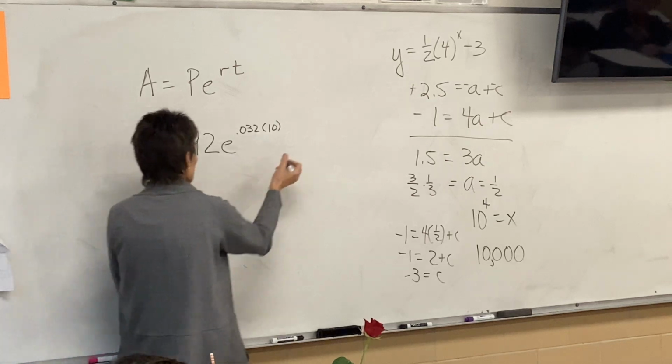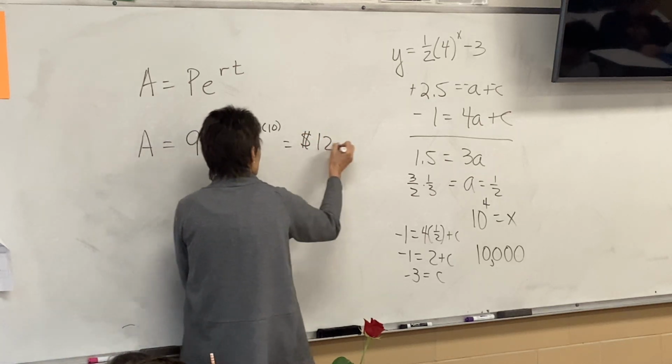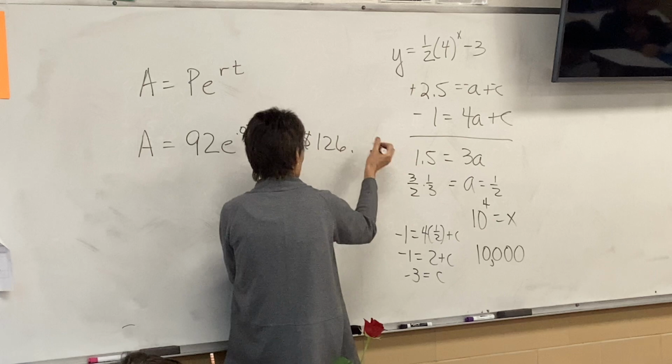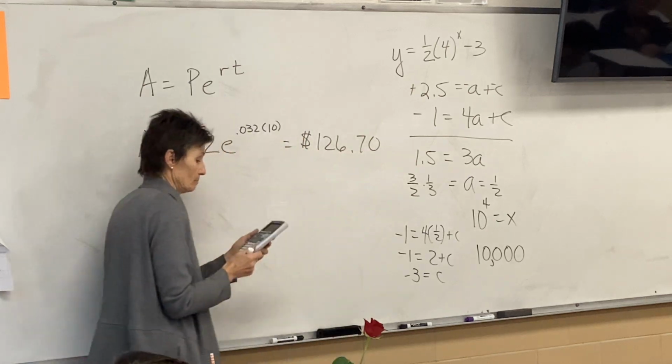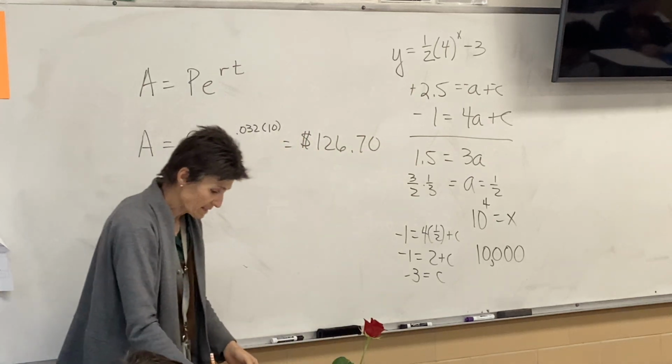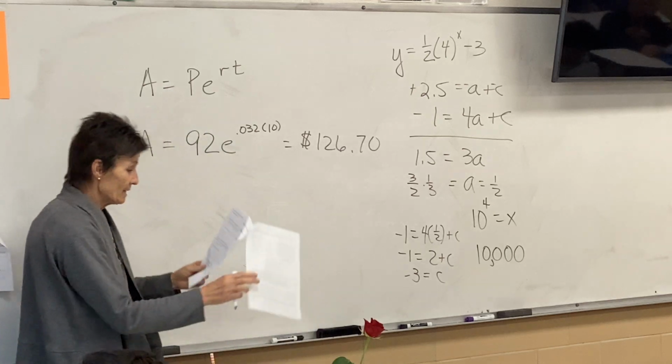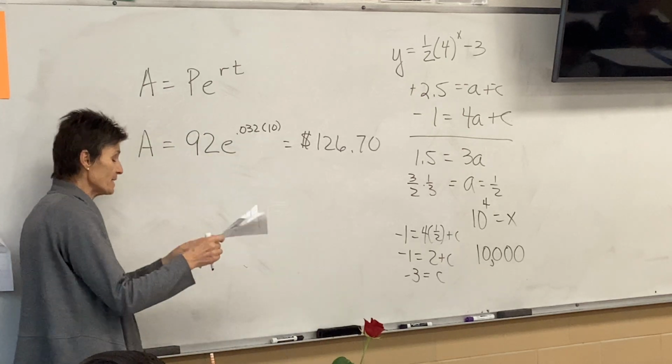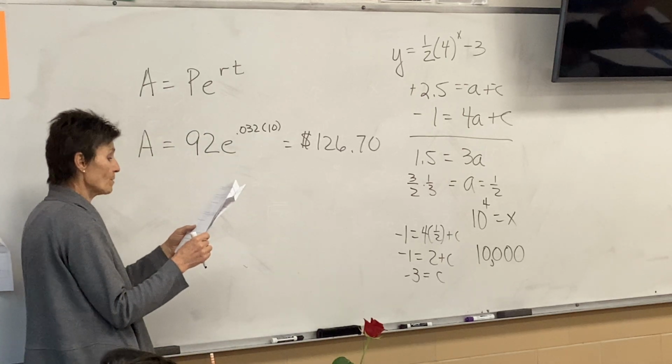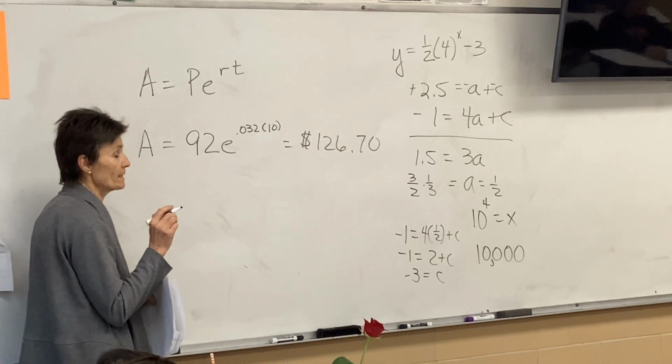I got $126.70. Okay, Joe, does that make sense to you? Yeah. All right. Now, when will the account have more than $920?